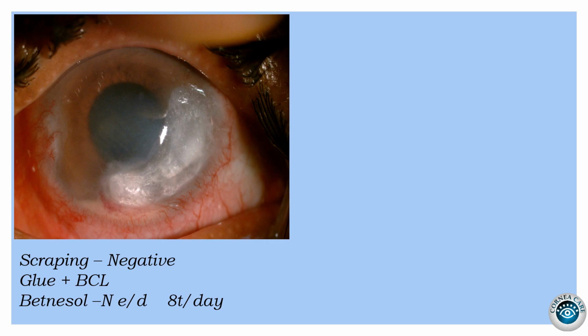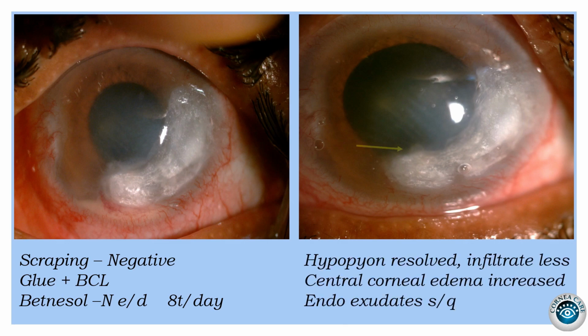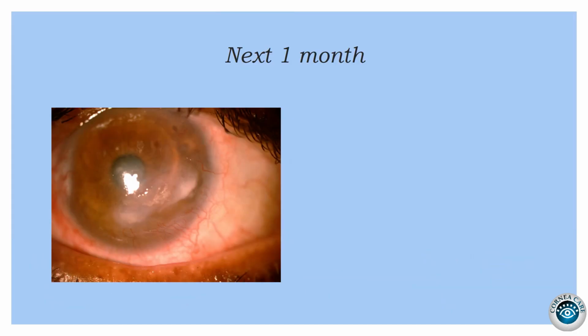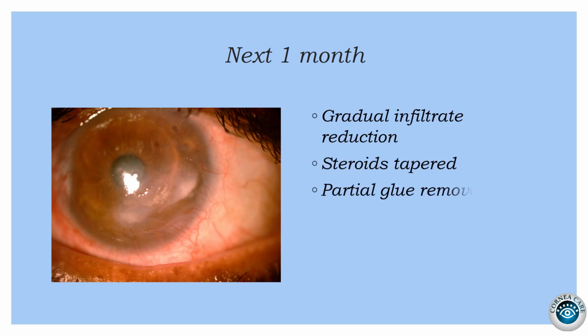Started him on topical steroids, antibiotics and lubricants on the lines of Mooren's ulcer. His inflammation decreased initially, but persistence of central stromal edema and presence of exudates on the endothelium was a bit confusing. On follow-up, steroids were gradually tapered. A large chunk of glue became loose, so it was removed. But epithelialization was extremely slow.